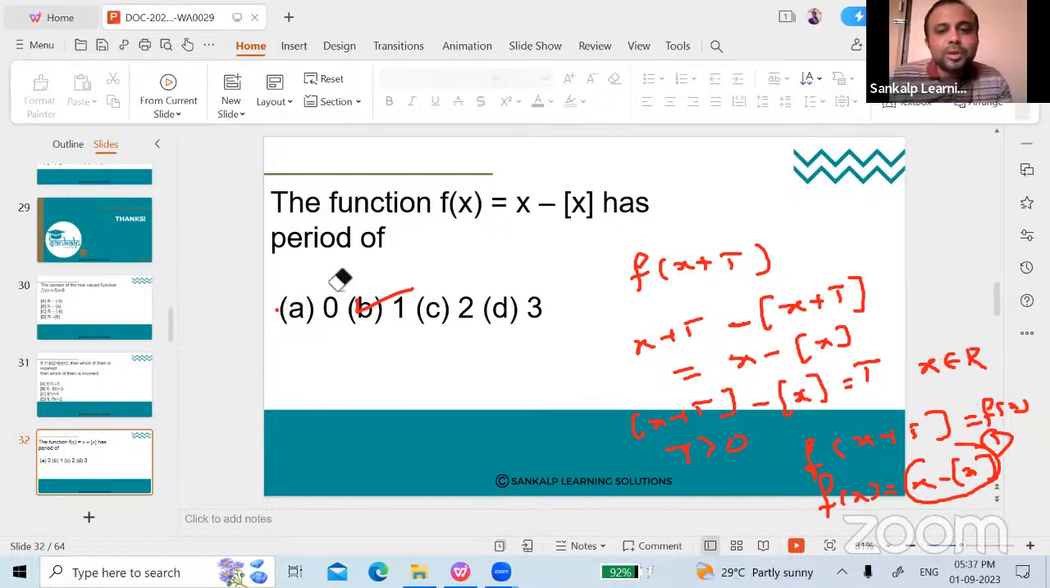Please tell me how many of you understood this. Don't blindly say "sir, understood." Please honestly tell me how many of you understood this, because it is a bit complicated example.